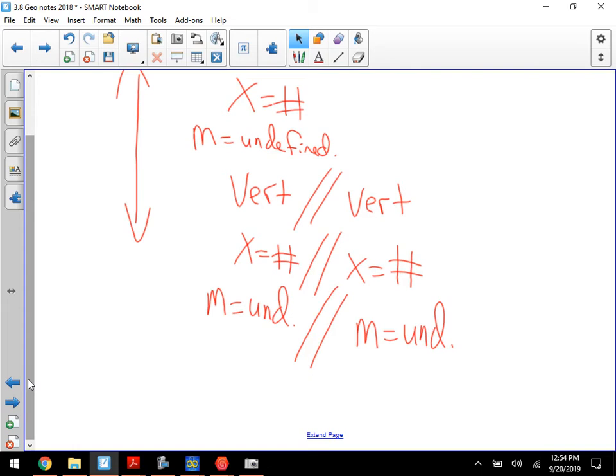All right? That's how that works. So I write that out. Vertical are parallel to vertical. That means x equals a number is parallel to x equals a number. Slope is undefined is parallel to slope. Oops. That's undefined.